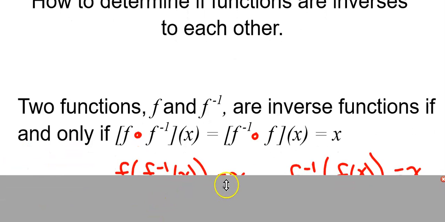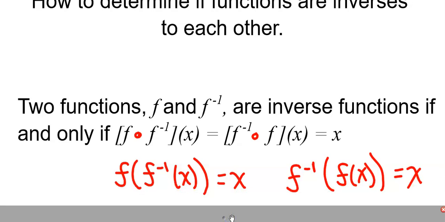Remember when we talked about our composite functions? We did f of g of x and g of f of x. That's pretty much what we're doing here. We're saying f of, quote unquote, g of x, which is our f inverse, has to equal x. And then g of f, which is f inverse of f of x, has to equal x. So in other words, when you work these composite functions out, your answer should always be equal to x.